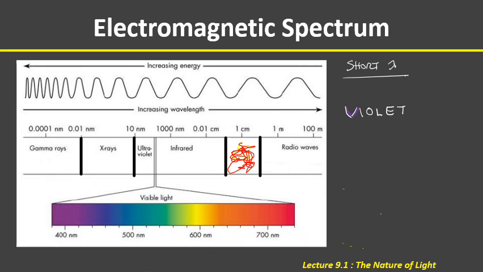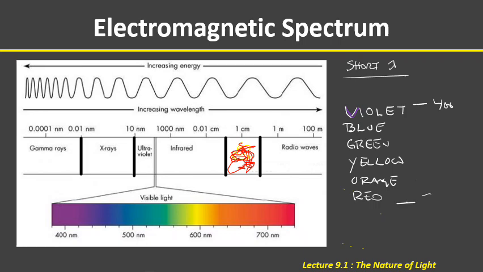And then it just goes in order of the colors of the rainbow: violet, blue, green, yellow, orange, red. And this is at about 400 nanometers. This is at about maybe 750 nanometers. Okay. All right. And then let's look at the ones on either side of that.